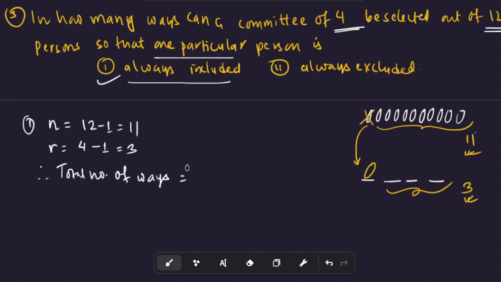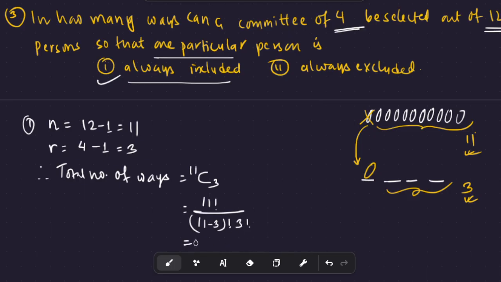And factorial, nCr. 11 C3 factorial. Firstly we have to write this 11 C3 and then only we can use its formula: 11 factorial over (11 minus 3) factorial times 3 factorial.